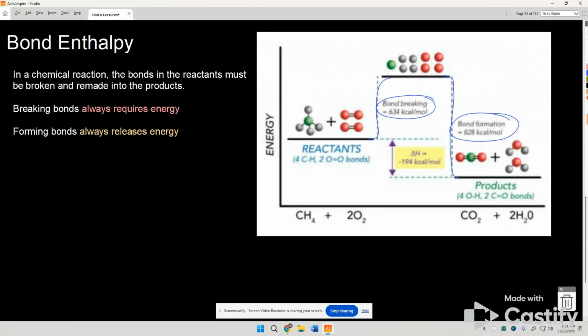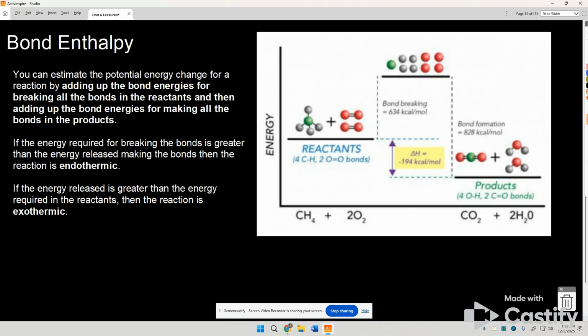Whether our reaction is endo or exothermic is determined by whether the amount of energy released from forming the bonds is greater than the amount of energy required to break the bonds. If, in this case, we get more energy out of the bond formation, it's exothermic. If we need more energy to break the bonds than we get out of making them, it would be endothermic.